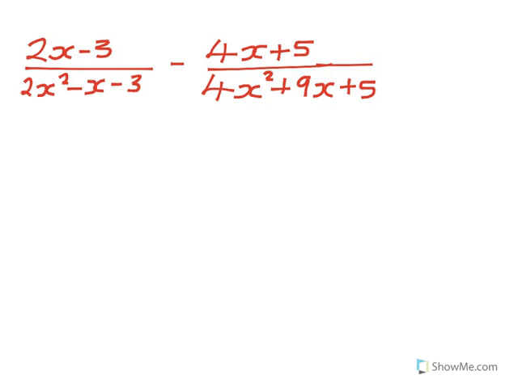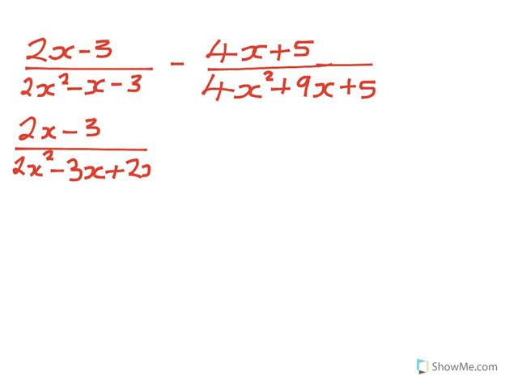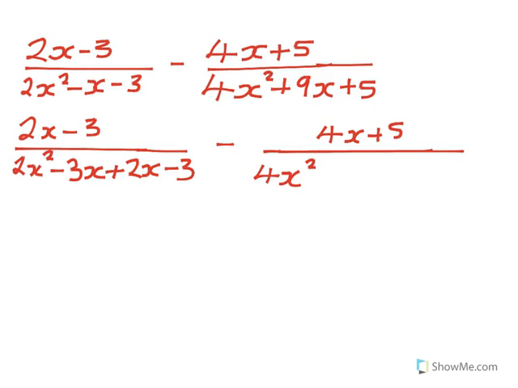If you are factorizing, now you're going to have (2x − 3) over 2x² − x − 3, where −x is the same as −3x plus 2x after doing the product-sum method. Then minus (4x + 5) all over 4x² + 9x + 5, where 9x is the same as 5x plus 4x.